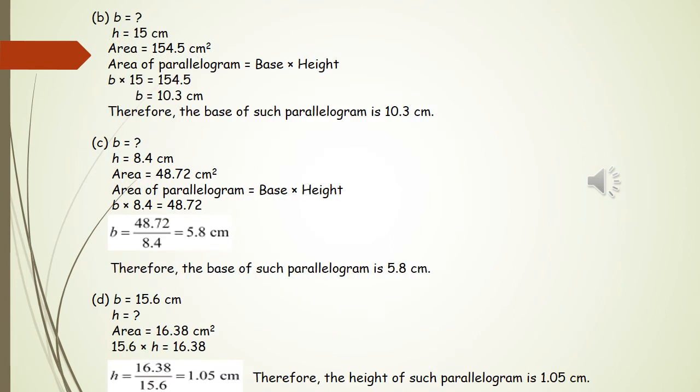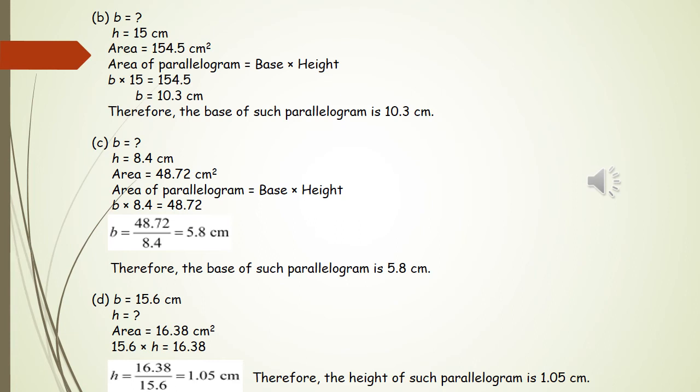In the second part, height is provided and area is provided. We have to find out the base. Using the same formula, area of parallelogram is equal to base into height. We are now substituting the value of height here to find out base. B into 15 is equal to 154.5 centimeter square. So base will be 154.5 divided by 15, that is 10.3 centimeter.